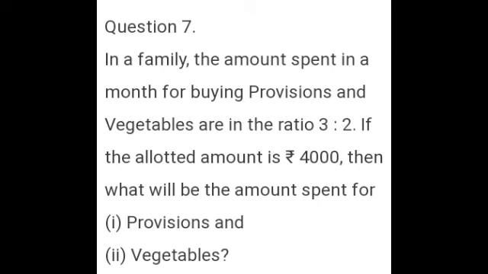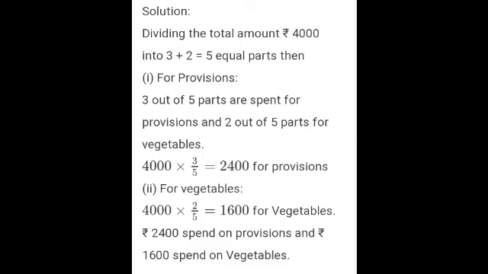Okay. So now we are going to find out the separate values for provisions and vegetables. Shall we move to the solution? The total allotted amount is 4,000 and the given ratio is 3:2. So the total ratio is 3 plus 2, which is equal to 5. Now we'll find out for provisions. Provisions is 3, so 3 divided by 5 into 4,000.